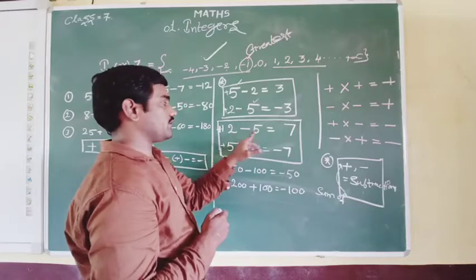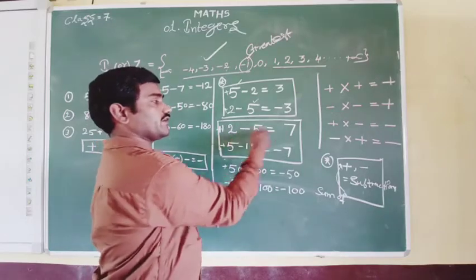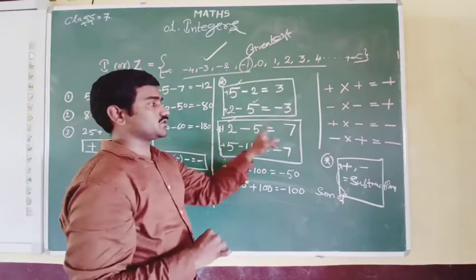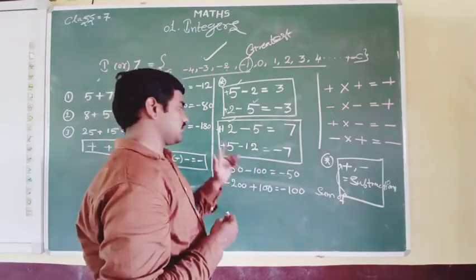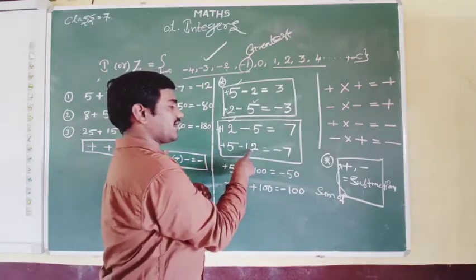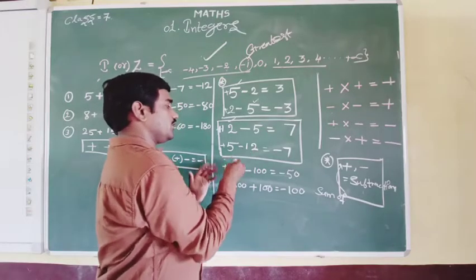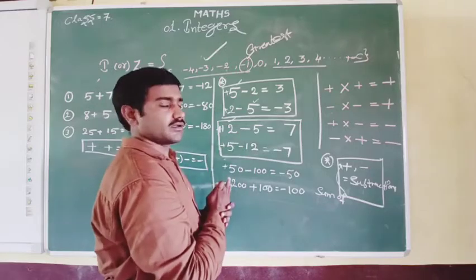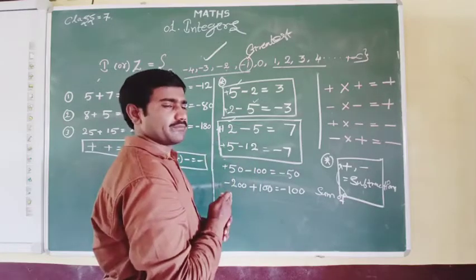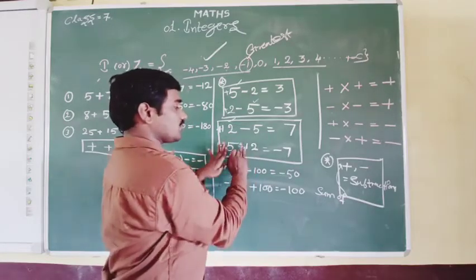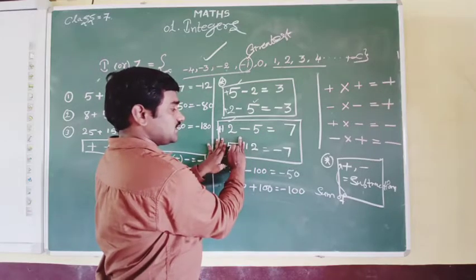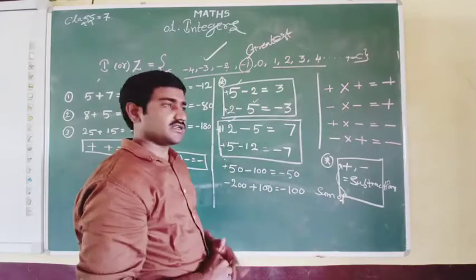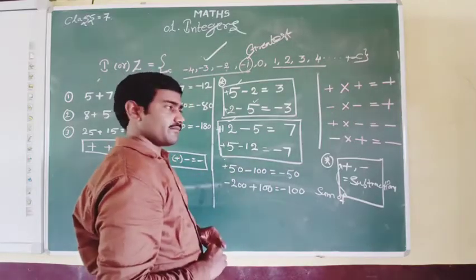12 minus 5. From 12 you subtract 5. We got 7. What is the greater number? 12. Before 12 there is a plus, so you got plus. Here 5 minus 12. From 12 you subtract 5, so don't mind the signs or symbols. Let's see what is the greater number. 12. Before 12 there is a minus, so you get the minus.